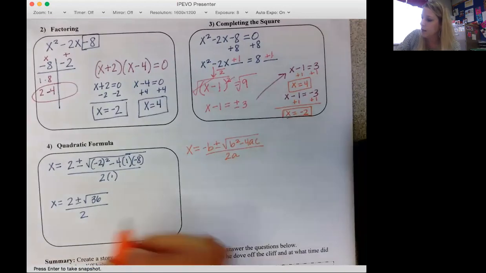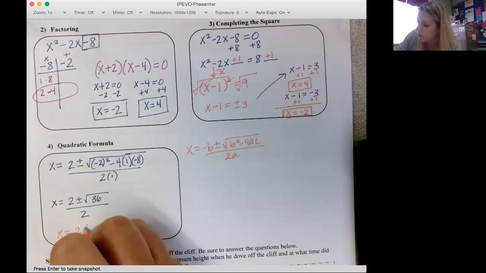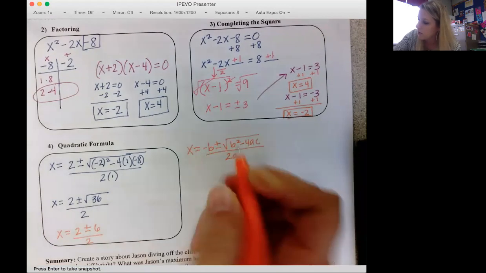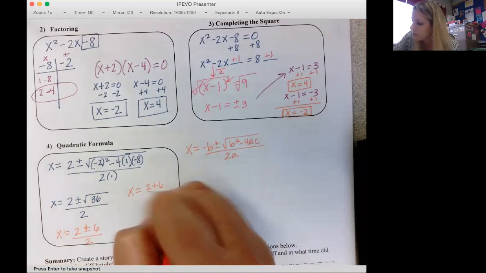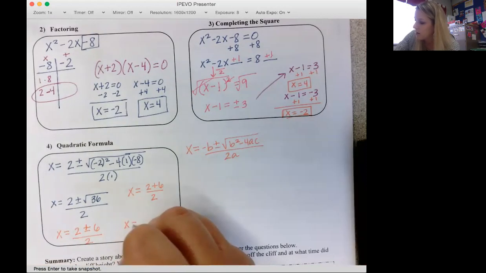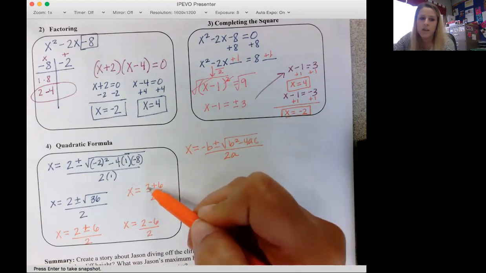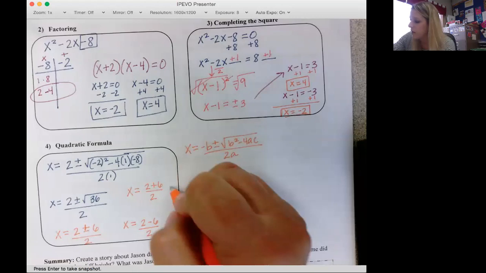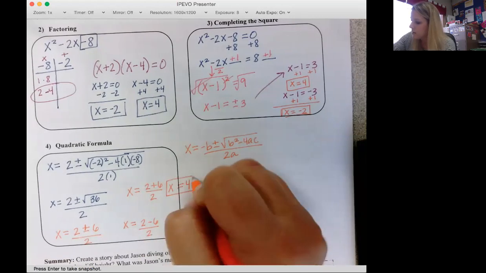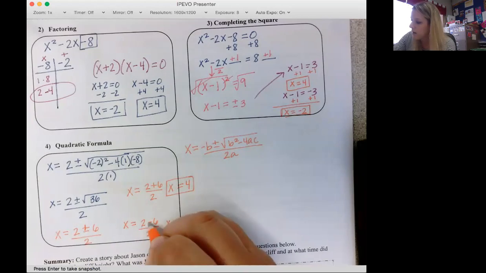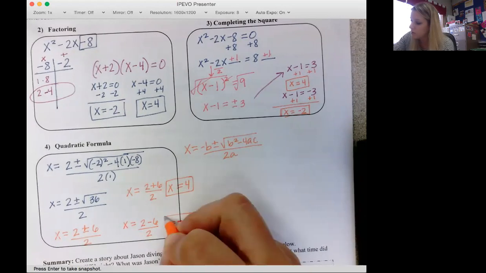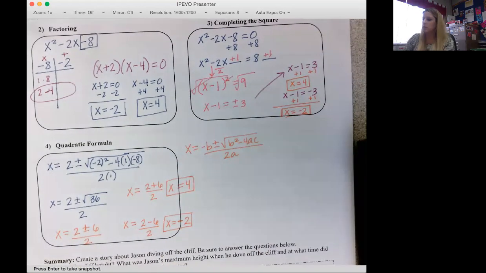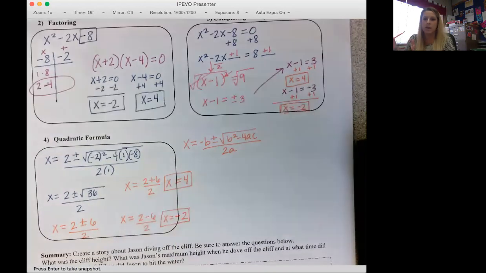Okay, so then the next thing I'm going to simplify. Square root of 36 is 6. So step 1 is to do the plus 6. So 2 plus 6 over 2. And the other one is 2 minus 6 over 2. So 6 plus 2 is 8. Divided by 2 would give me 4. And this one here is 2 minus 6 gives me negative 4. Divided by 2 gives me a negative 2. So again, another way, still getting same answers. Yay, that means I'm doing it right.